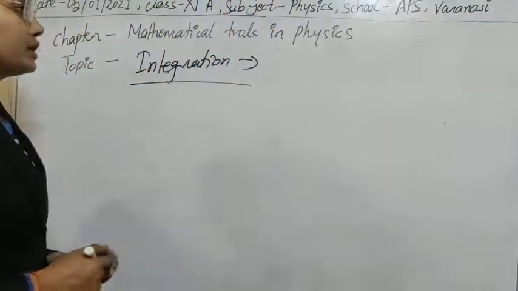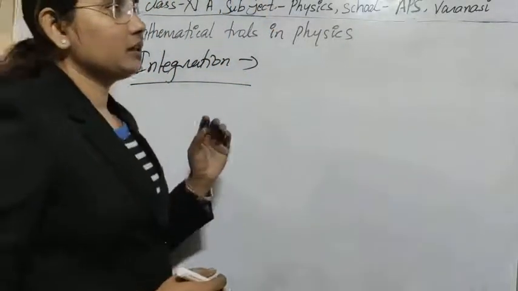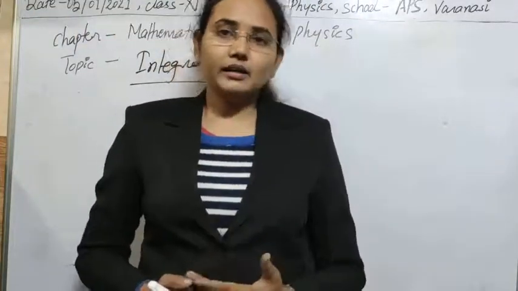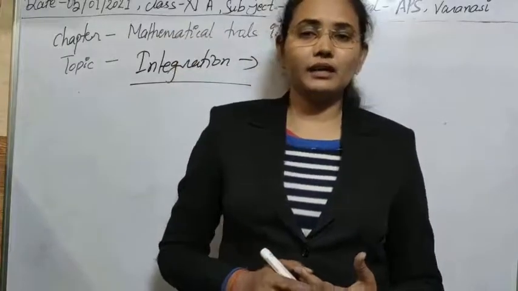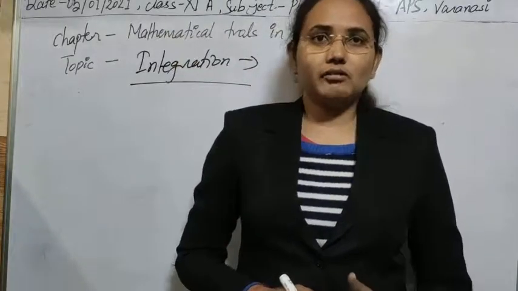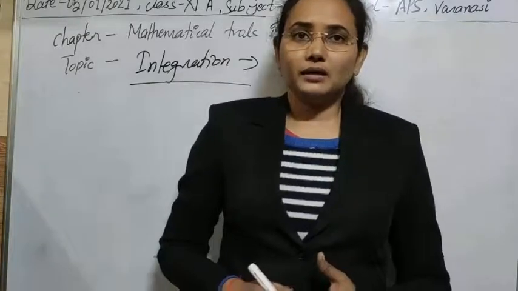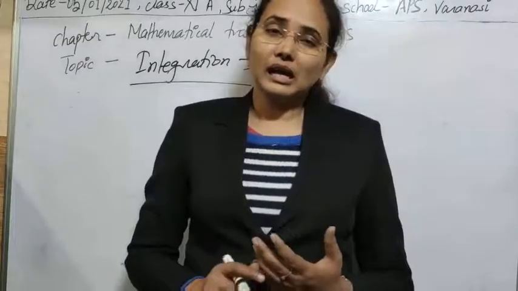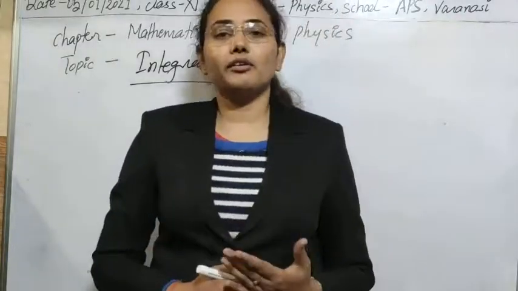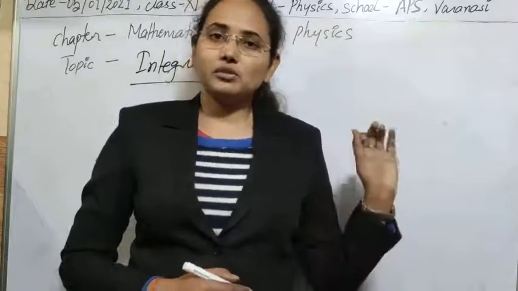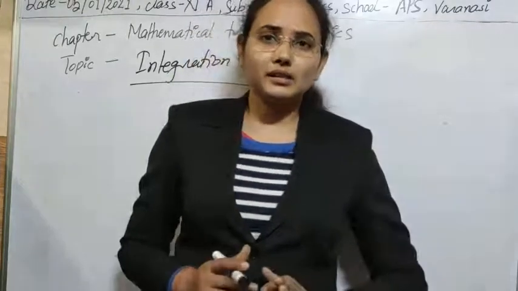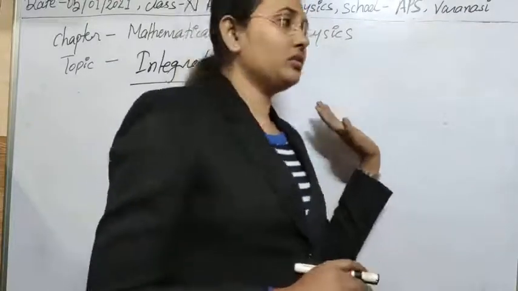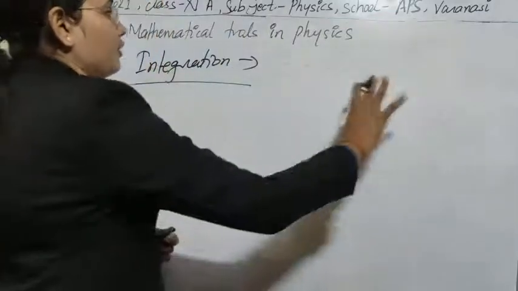For the integration process, first of all, students, integrations are of two types: one is called definite integration, the second is called indefinite integration. In the case of indefinite integration, there is no limit. Later I will tell you what the limit conditions are, and I will tell you these two categories of integration also. But here I am just going to use random, general conditions, so don't think about that first. Let's see the formula again.